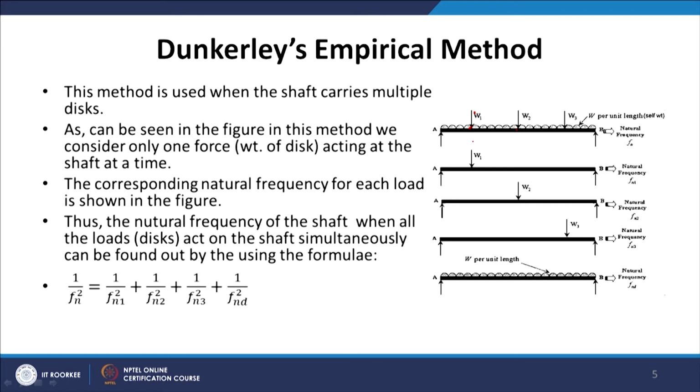So first we consider W1, one single rotor, and we find the natural frequency Fn1. Then we consider the second, W2, and we find the second natural frequency Fn2. Then we consider W3 and we find the third natural frequency, Fn3. Independently we are finding these, just considering one mass or one rotor at a time. Then in the last we consider the self weight of the shaft, that is a distributed type of load with w per unit length, and we find the natural frequency of this shaft.